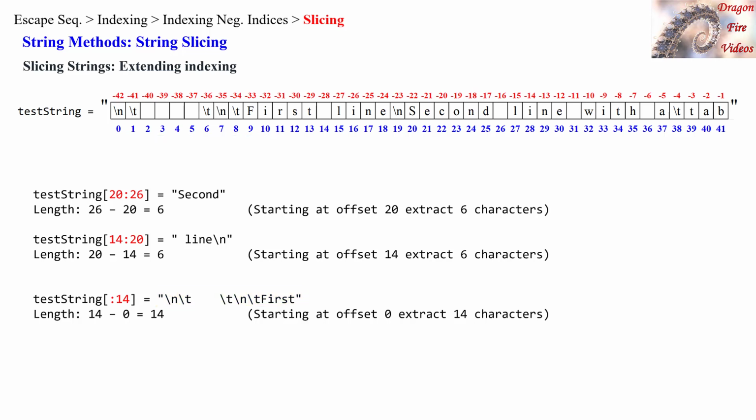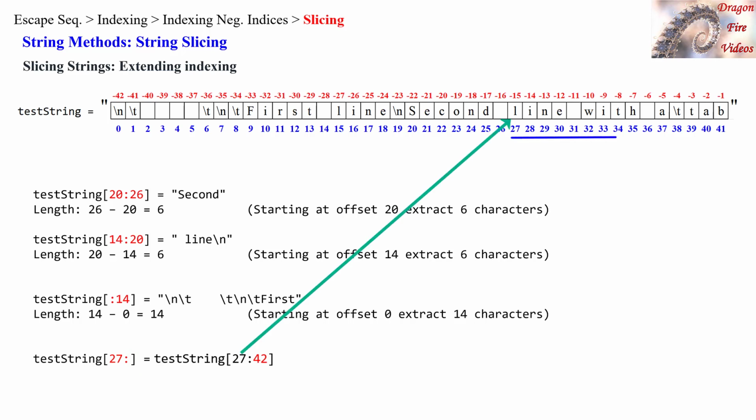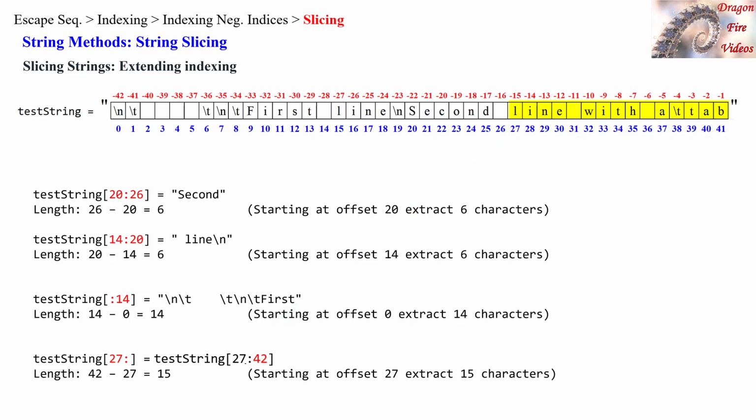It can also be the case that the end position is omitted, so you just have 27 colon. In that case, you start at the 27th character and go to the end of the string, so you would use the string length of 42 in the computation. You have 42 minus 27, which is 15. We'll have a string of length 15 characters starting at the 27th position. This gives us the string line with a \t and then the word tab. So this is the way you can do it as well. You do it a little more slowly, but a little more carefully, by first computing the length involved in the extraction.